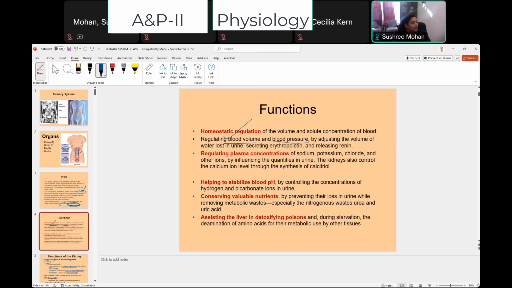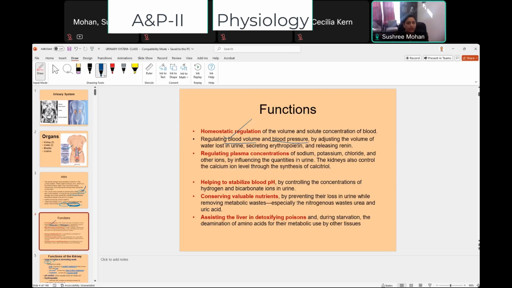They regulate the plasma concentration of sodium, potassium, and chloride. So many ions are also controlled by the kidneys. Then they help in stabilizing the blood pH. We will deal with two ions, hydrogen ions and bicarbonate ions.